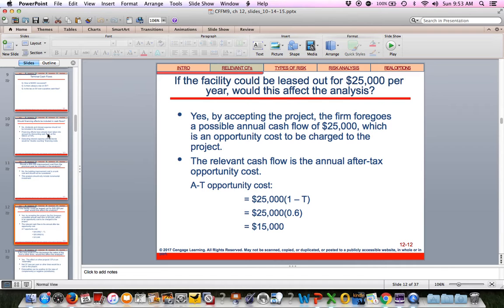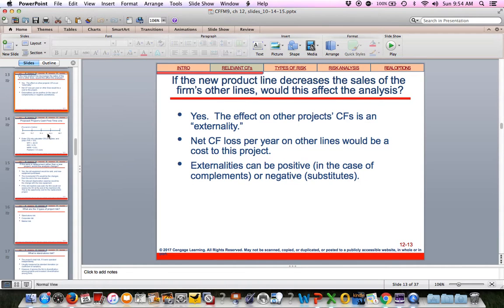So we have to tax affect that, because if we were receiving $25,000 per year in a lease, that'd be lease revenue, it'd be income to us, that'd be taxed at 40%. And so the net benefit is $15,000. The after-tax benefit is $15,000. So if the new product line decreases the sales of the firm's other lines, would this impact the analysis? And absolutely yes, right? And again, you wouldn't really take that into account in accounting if you're building financial statements, but in finance, where you're trying to predict the future, you're trying to make the best decision to add value to your firm, the answer would be yes.